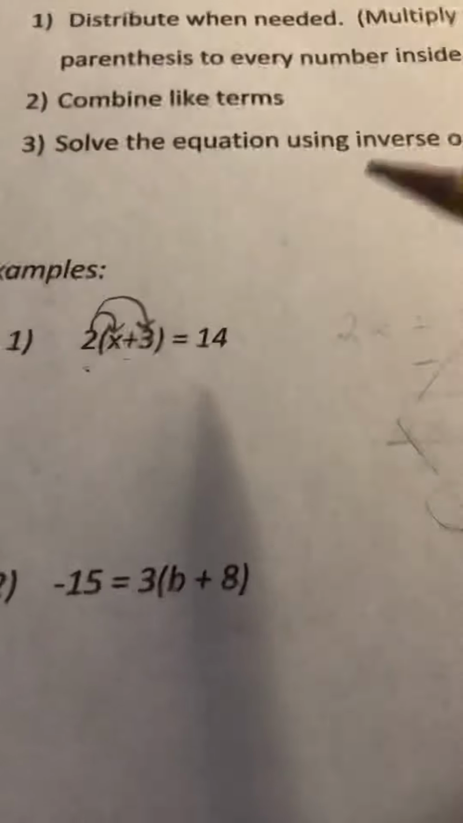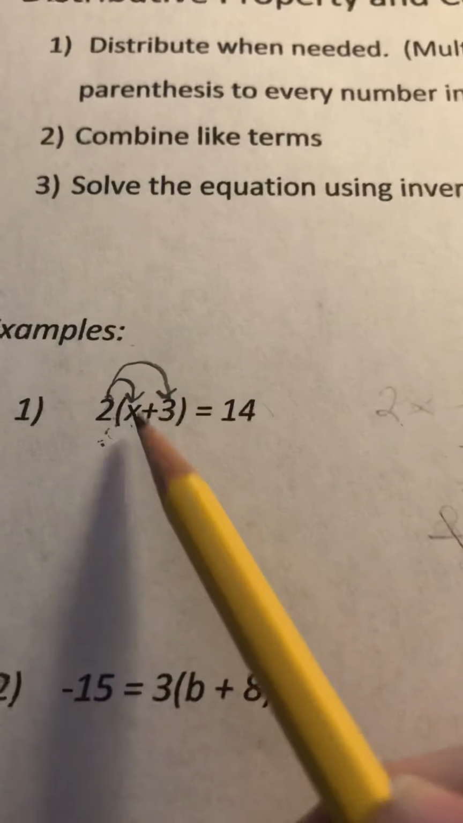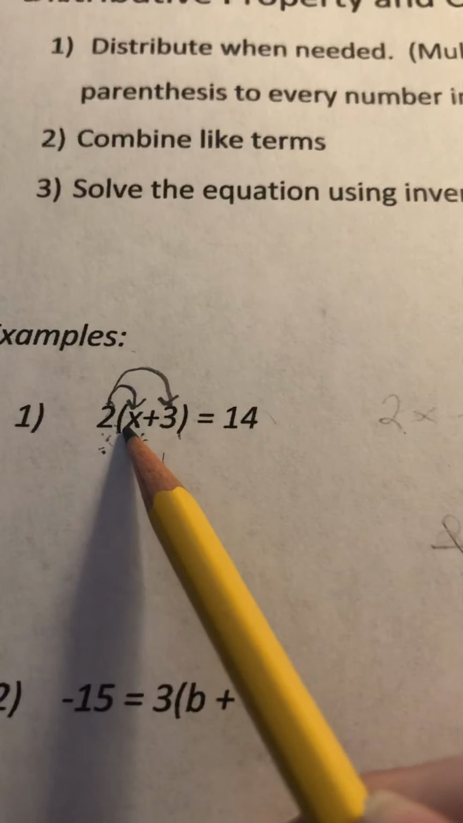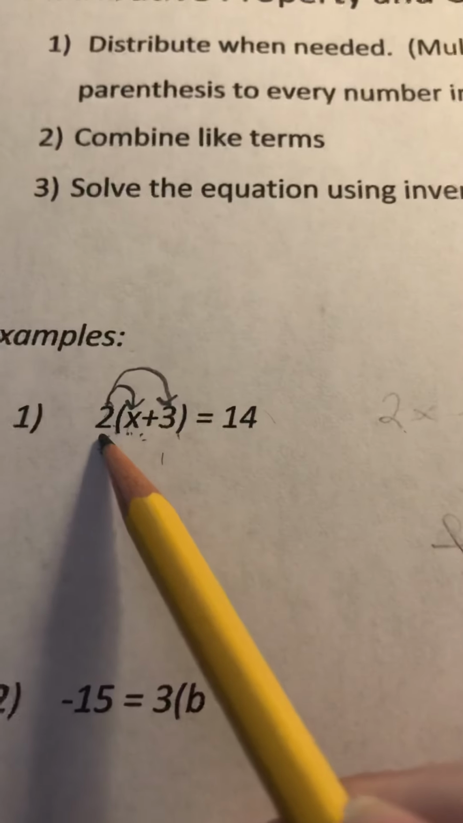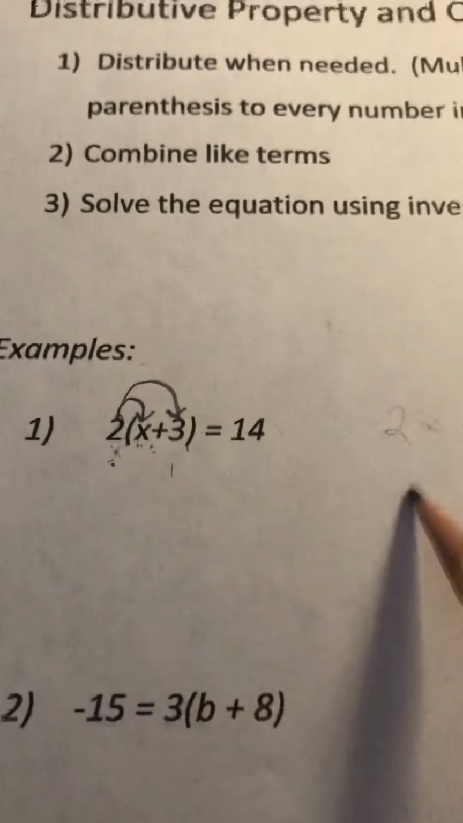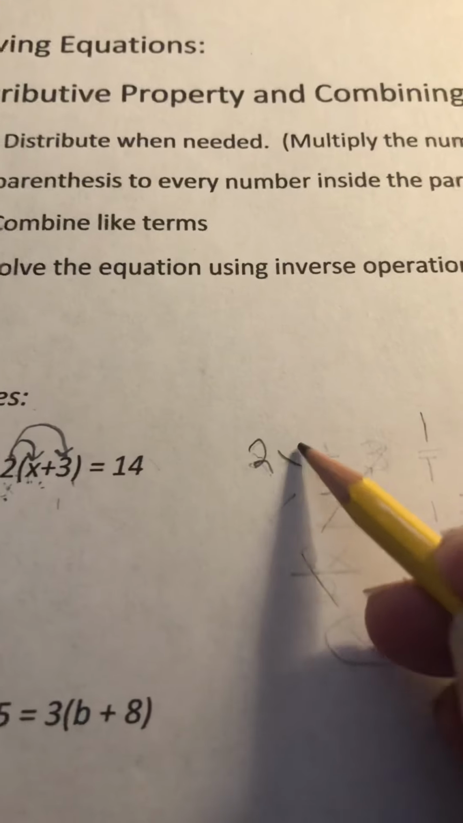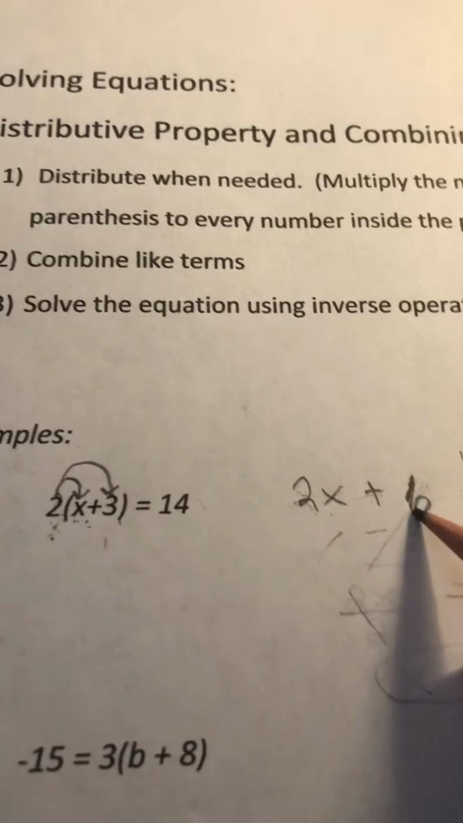So as you see in example number 1, we need to distribute the 2 to the x and the 2 to the 3. Remember, if there's no number in front of the x, that means there's a 1 there, that we call the invisible 1. So when we distribute this 2, we say 2 times 1x would give me 2x plus 2 times 3 would give me 6 equals 14.